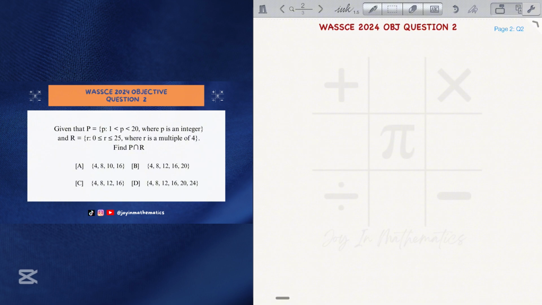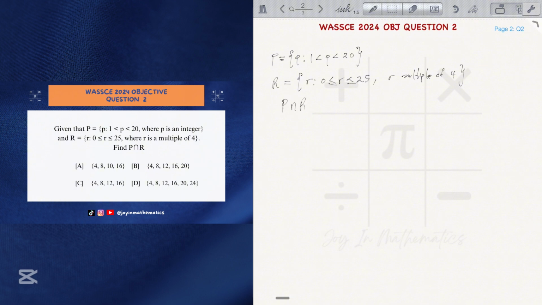Now we have a question here on sets. Given that P is a set such that the components of P range over 1 less than P less than 20, where P is an integer, and R is the set of 0 less than or equal to R less than or equal to 25, where R is a multiple of 4. We are asked to find P intersection R.